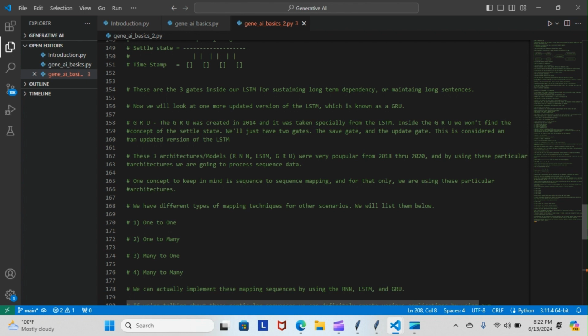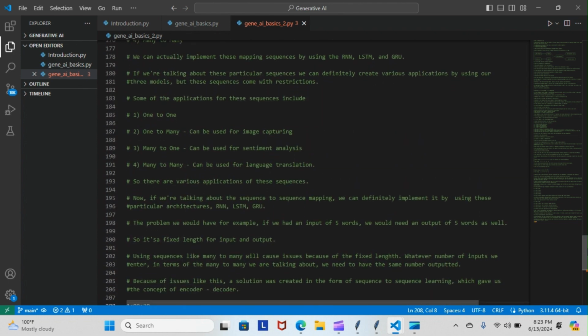These three architectures or models, the RNN, LSTM, and the GRU, were very popular from 2018 through 2020. And by using these particular architectures, we are going to process sequence data. One concept to keep in mind is sequence to sequence mapping, and for that only, we are using these particular architectures. We have different types of mapping techniques for other scenarios. We will list them below. We have the one-to-one, the one-to-many, the many-to-one, and the many-to-many. We can actually implement these mapping sequences by using the RNN, LSTM, and the GRU.